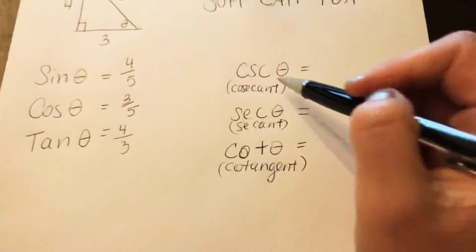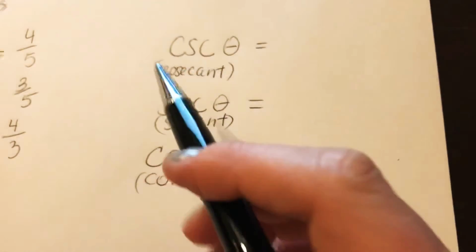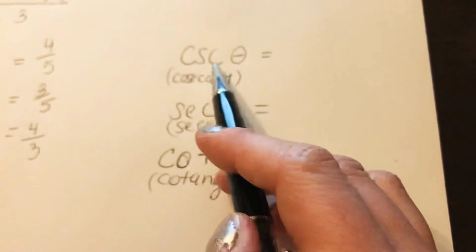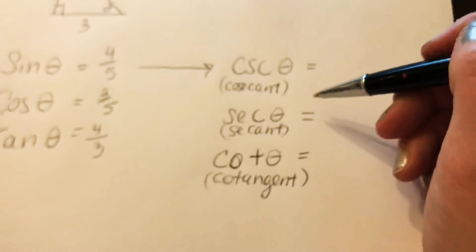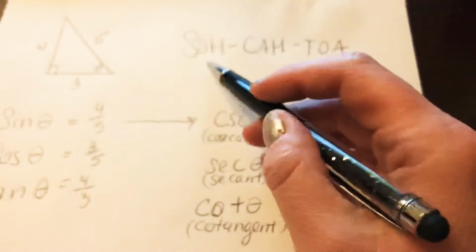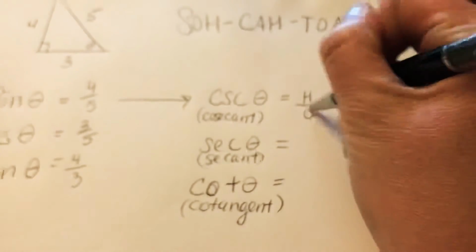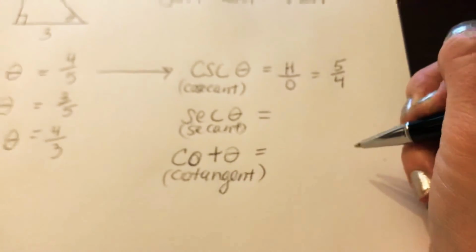Now, cosecant. Okay, it's a little blurry, let me focus here. Cosecant is written as this abbreviation, CSC. That pairs up with sine. It is just the reciprocal. So instead of opposite over hypotenuse, it's hypotenuse over opposite, which is you just take the sine and you flip it. So instead of 4 over 5, it's going to be 5 over 4.